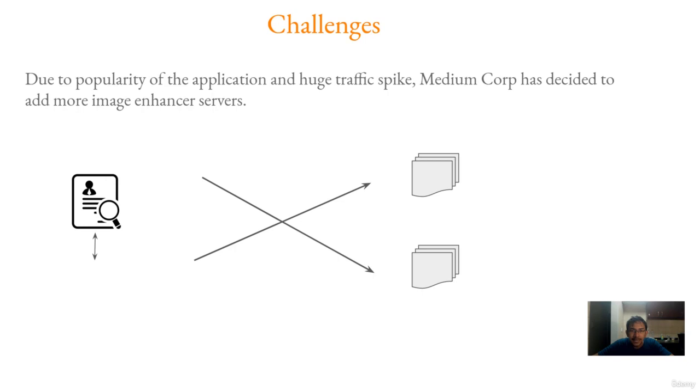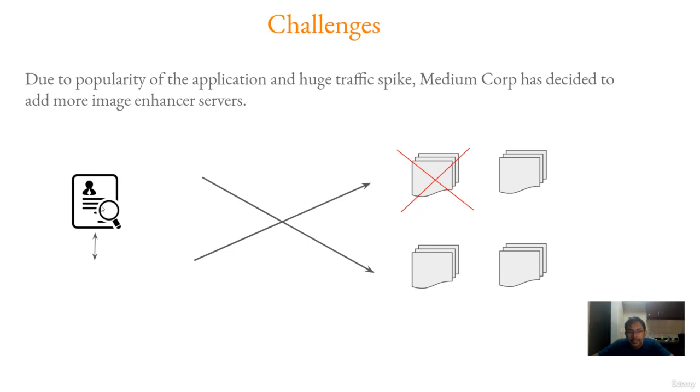The second type of challenge is related to high availability. Let's assume that due to the popularity of the application and a huge spike in traffic, Medium Corp has decided to add more enhancer servers. So now Medium Corp has added two more enhancer servers. In case one of the servers goes down, the image gatherer will be able to send the traffic to the other servers.